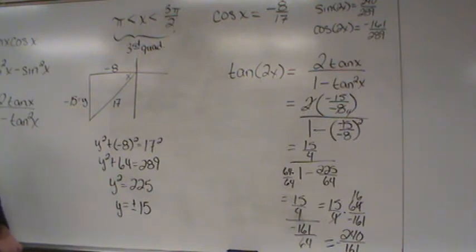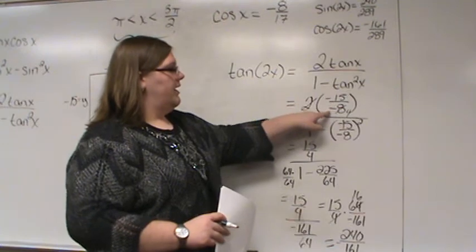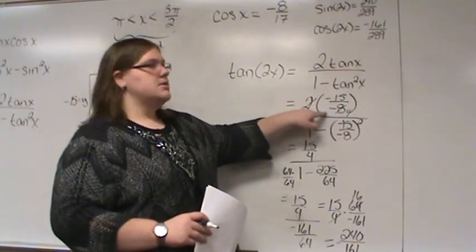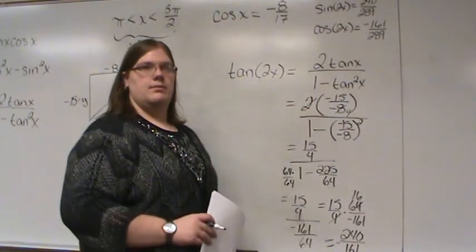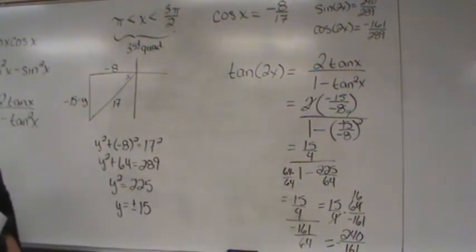Yeah, Joey. When you put the 2 into the negative 15 over negative 8, how does that become positive 15 over 4? Okay, so remember, Shemaiah told us that a negative over a negative is going to cancel out. So we're going to end up with a positive anyway. It's a good question, though.